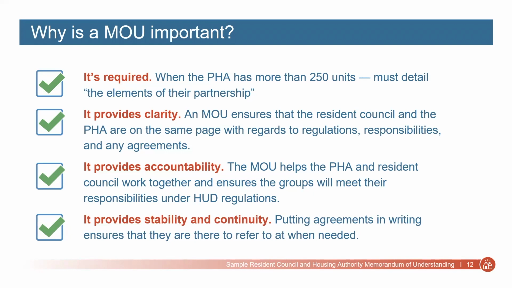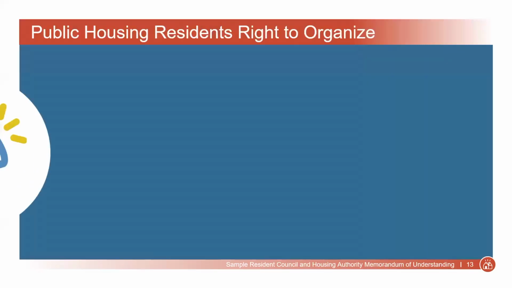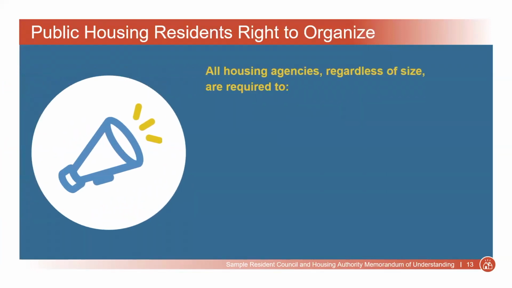If the specific people involved change, for example, a new president of the resident council is elected or staff at the housing agency change, they will have the agreement to refer to. All housing agencies, regardless of size, are required to permit residents to organize. This means the housing agency cannot stop your resident council from meeting, putting up flyers, or holding events.